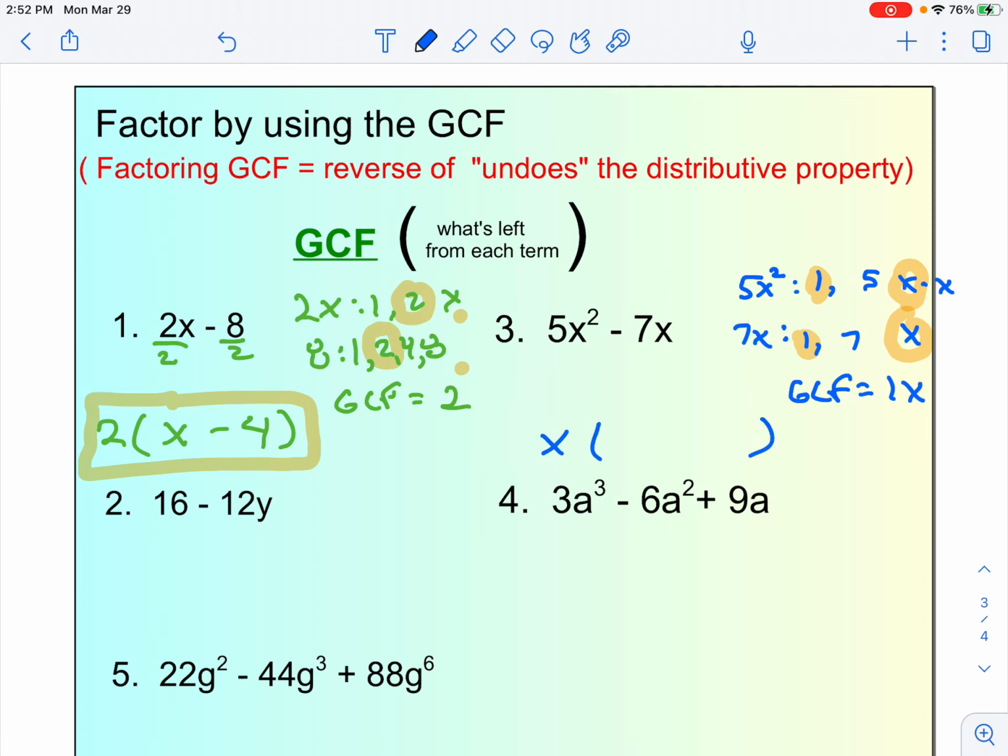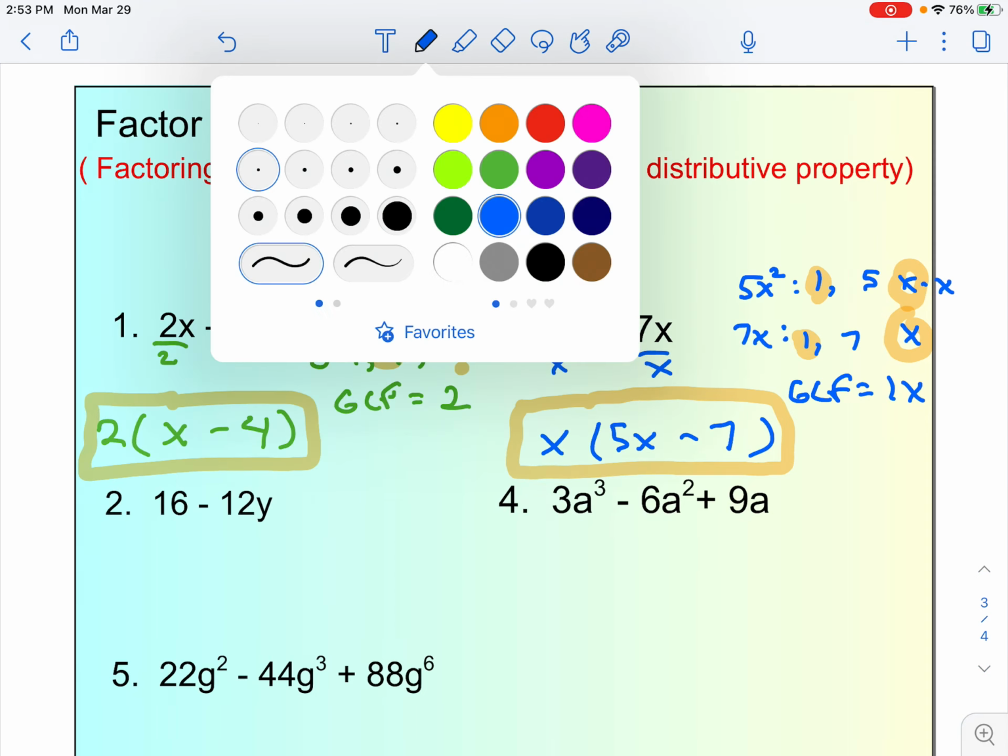So that goes on the outside, and what goes inside is what we get after we divide each of the terms by x. So 5x squared divided by x would give us 5x. Negative 7x divided by x gives us minus 7, and that is now factored. Remember, if we multiply those two together, we should get the original binomial that we started with. Okay, let's look at number 2. Why don't you try that one on your own and then restart the video for explanation.